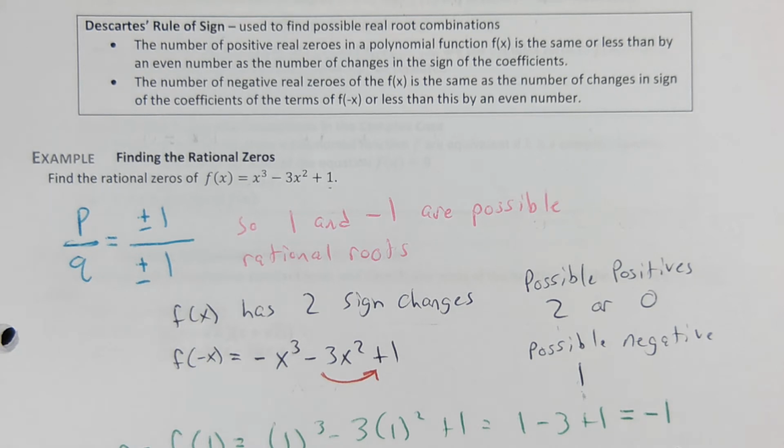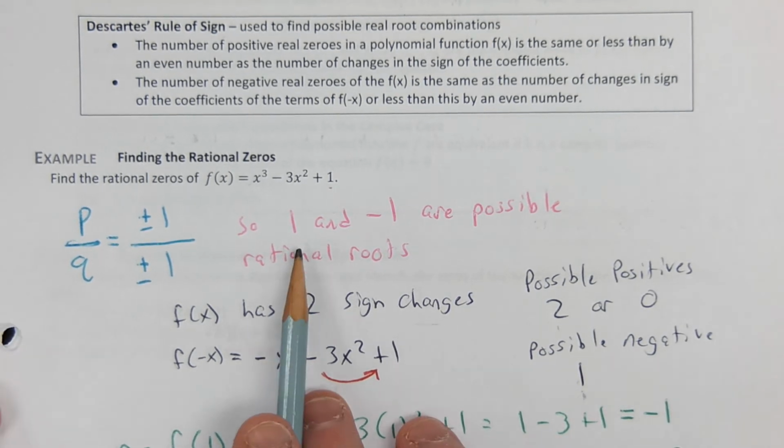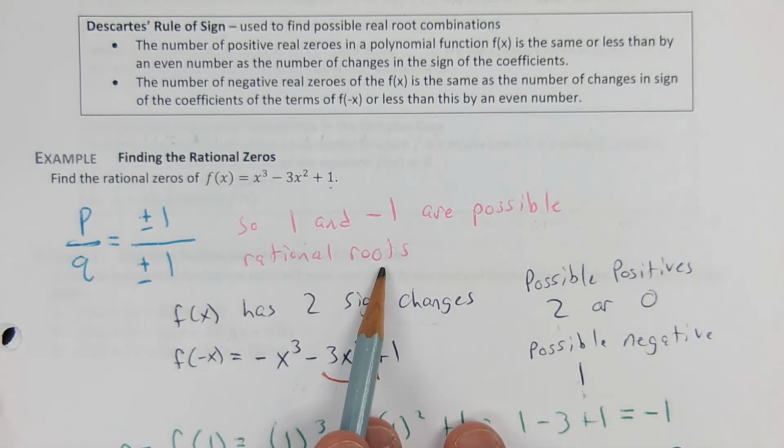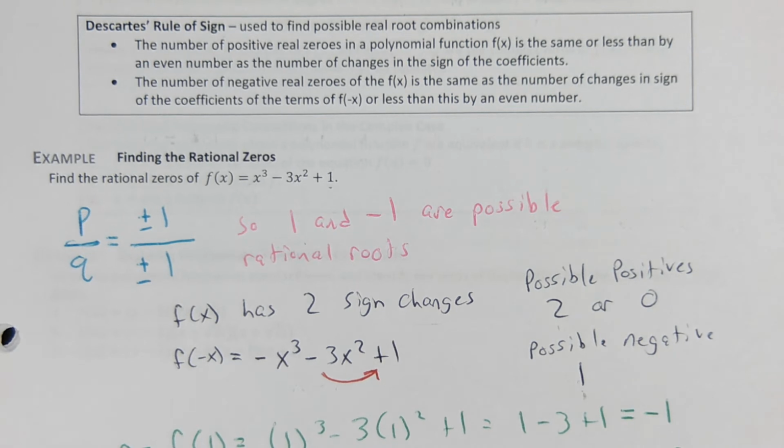Okay? Wait, what does it mean? It says like so 1 and negative 1 are possible rational. Rational means something that can be written as a fraction. Doesn't repeat decimals. It doesn't go on forever. For example, 1/3. This is a rational number because it can be written as a fraction. Right? The only possible rational roots that this thing has, meaning places where it crosses the x-axis, are positive 1 and negative 1.